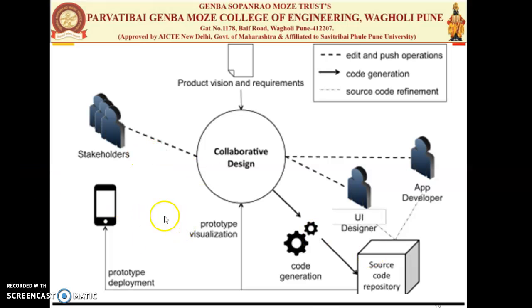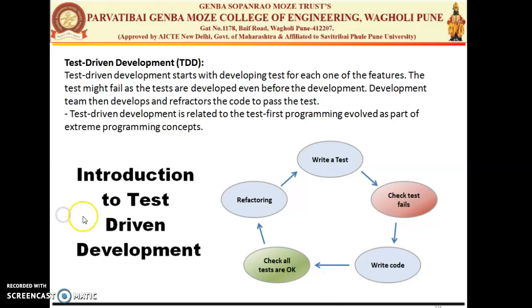So by this diagram you can have a brief idea about collaborative development. Then the next point is TDD, that is test driven development. I have already explained this. In test driven development, you first write the test for a particular feature that has to be designed. So first there is always writing a test.